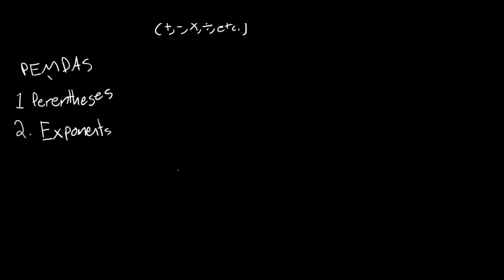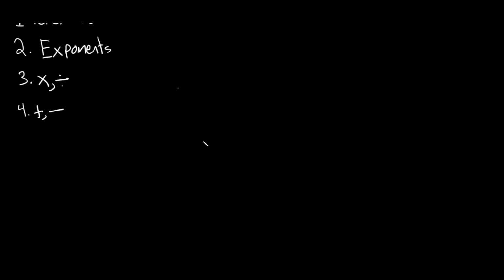And then these other two letters, M and D, stand for multiplication and division. What it means by multiplication and division is we're going to go through the expression starting from left to right and just work out any multiplication and division problems we see. And you'll see this later. And then the last letters, A and S, stand for addition and subtraction.